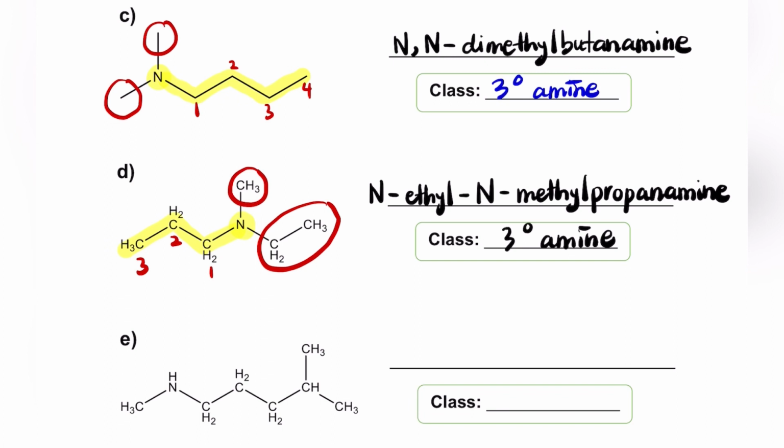Next one, I have E. Same concept, determine the nitrogen. So, this is my nitrogen. I will go to the right. So, when I go to the right, I will get this carbon chain as my longest carbon chain. And I can see my position for the numbering, it will start from here. And then you get 5 carbon atoms for your parent of amine.